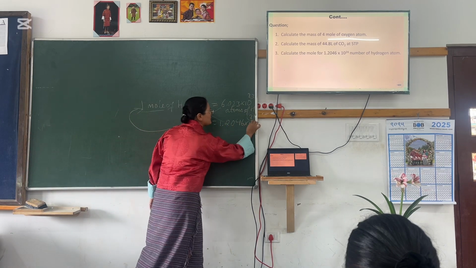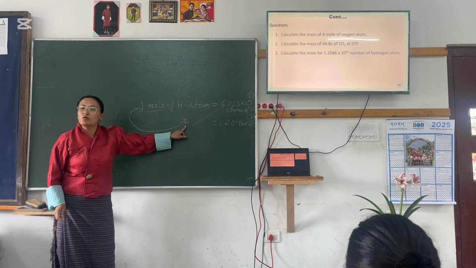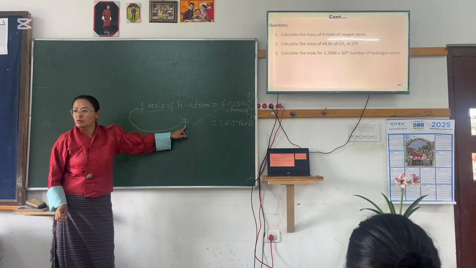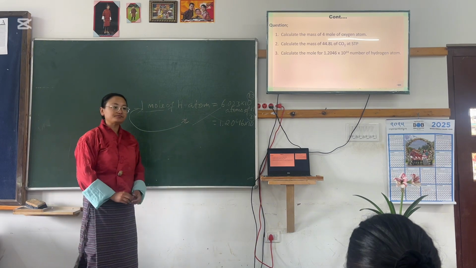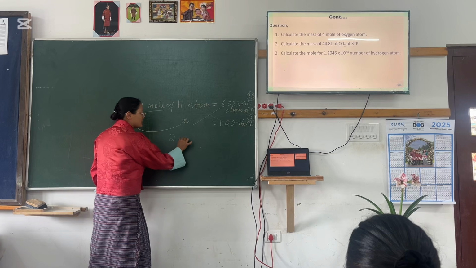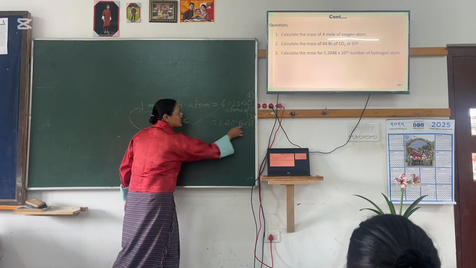This is 10 to the power 24. This is 10 to the power 23. So will it be more moles, or will it be less than 1 mole? More, right? So what is your answer? 2. Is it 2 moles? Okay, which means 2 times Avogadro's number. Do we get this?